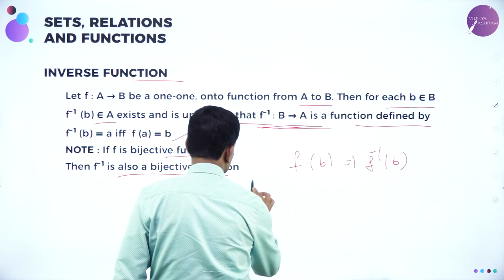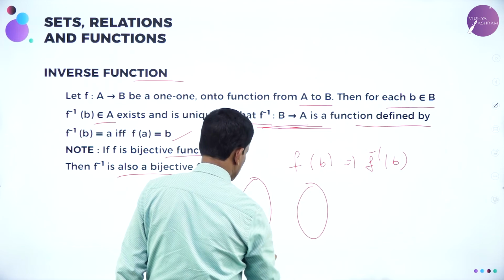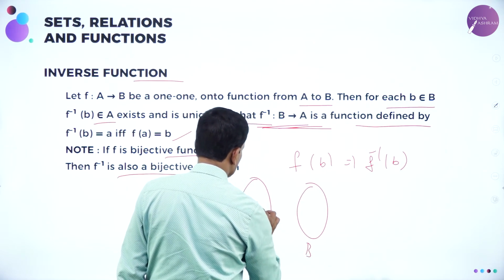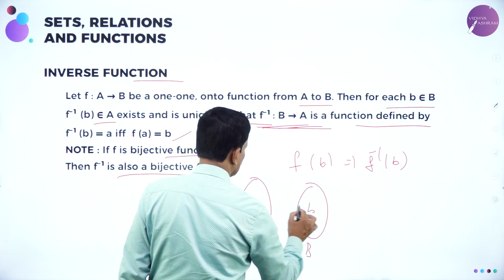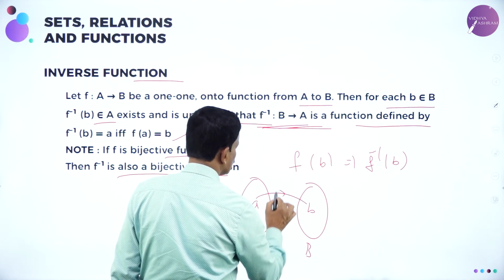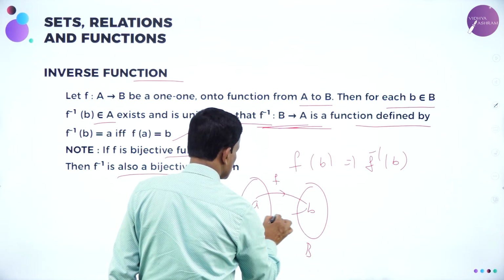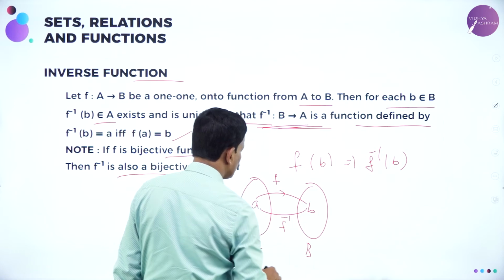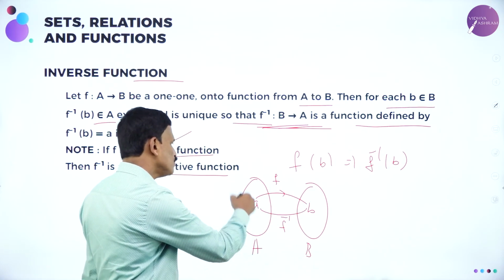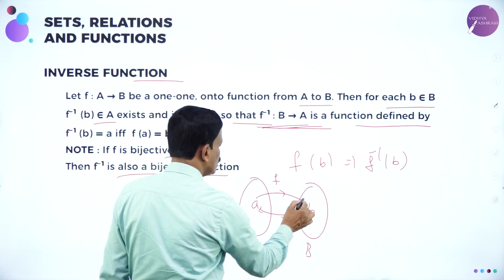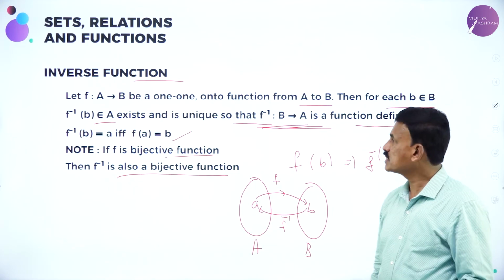Say for example, if this is A and B, so A contains this, and this is the function f and this is called the invertible function f inverse. A to B is the function, B to A is called an invertible function. That's it. Okay. Let us come to the next one.